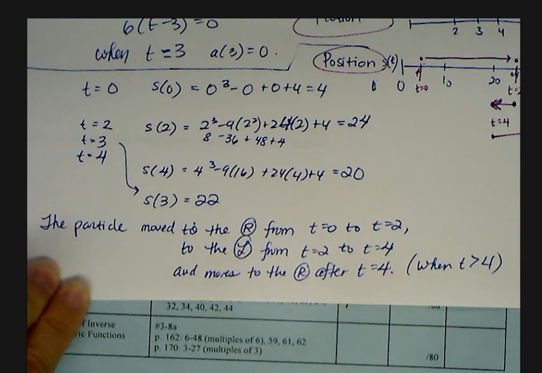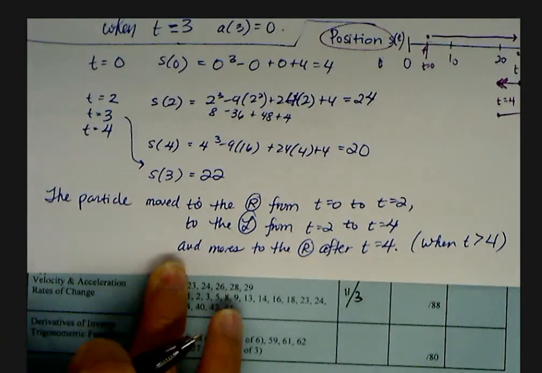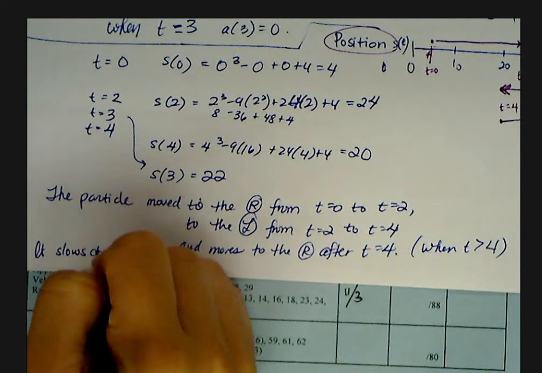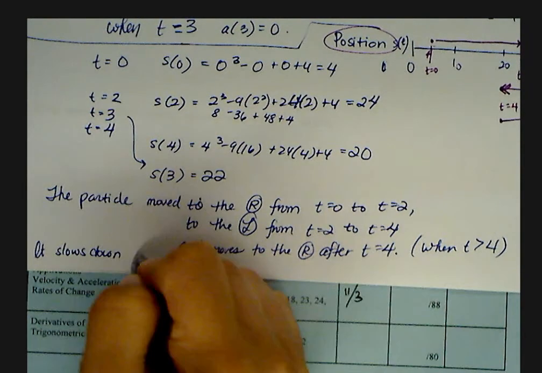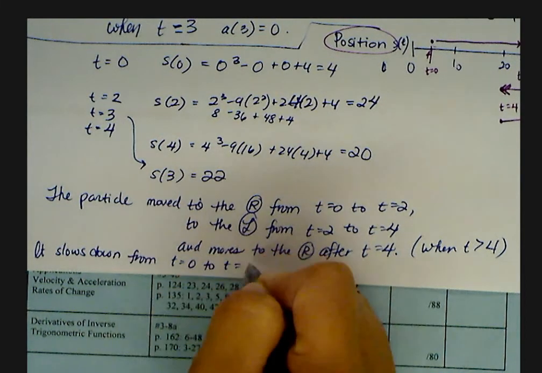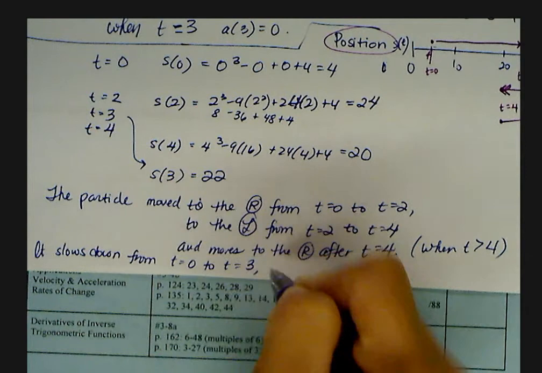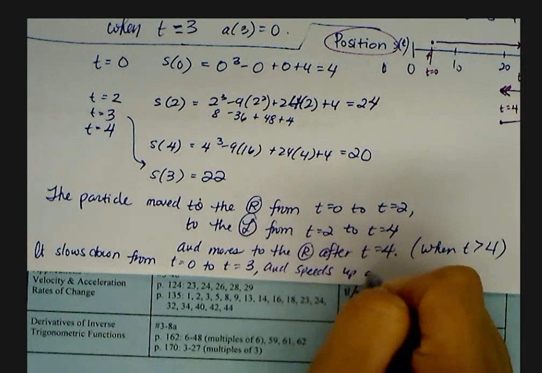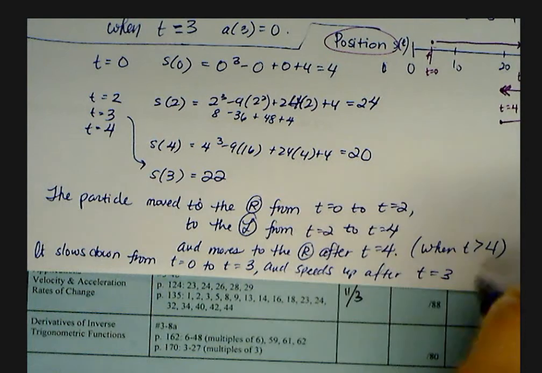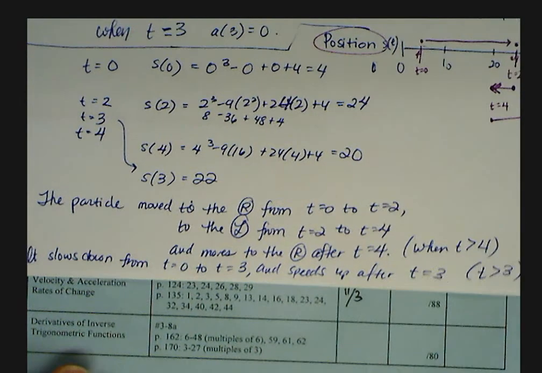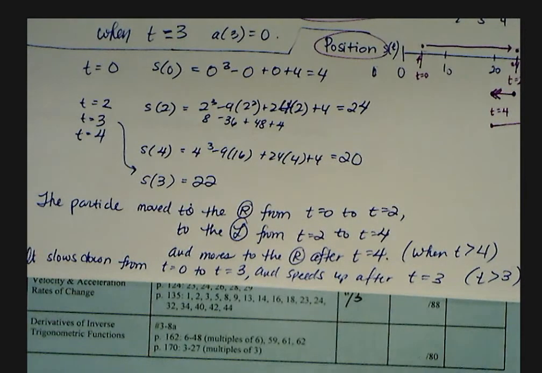We can also say it slows down from t equals 0 to t equals 3 and speeds up after t equals 3. Okay, so that's what you're putting in words. Okay?